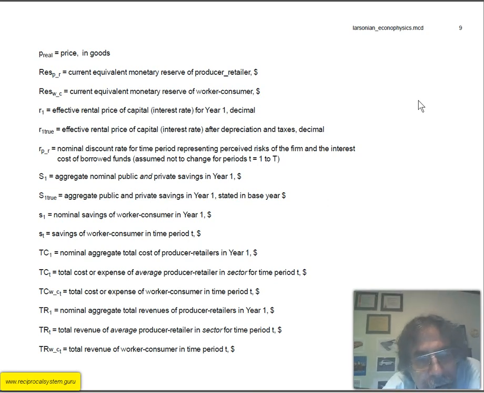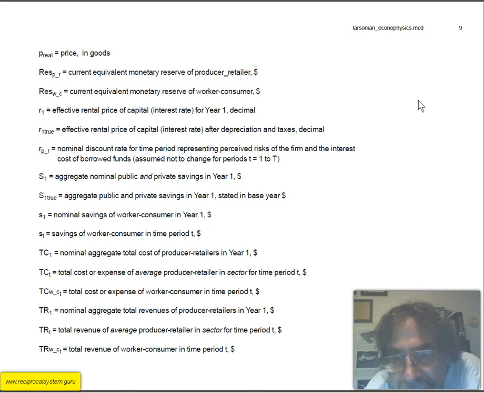Small r underscore 1 equals effective rental price of capital. That's the interest rate for year 1, decimal. R sub 1 true equals effective rental price of capital, interest rate after depreciation and taxes, in decimal. R sub P underscore R equals nominal discount rate for time period representing perceived risks of the firm and the interest cost of borrowed funds. Assume not to change for periods T equals 1 to T.